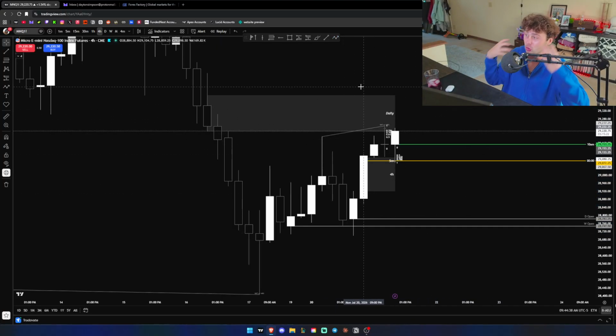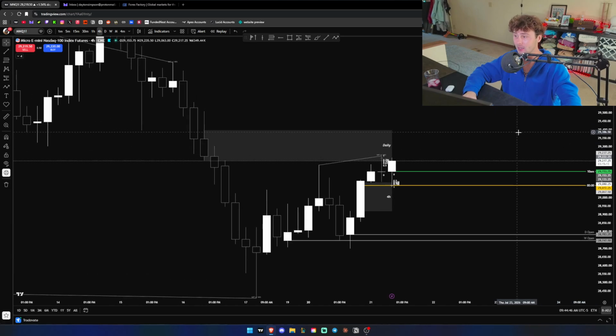So I'm looking for the draw on liquidity to be that daily gap. From that daily gap, I'm open to taking shorts because that's our draw on liquidity. After we hit that, also keep this in mind as well.